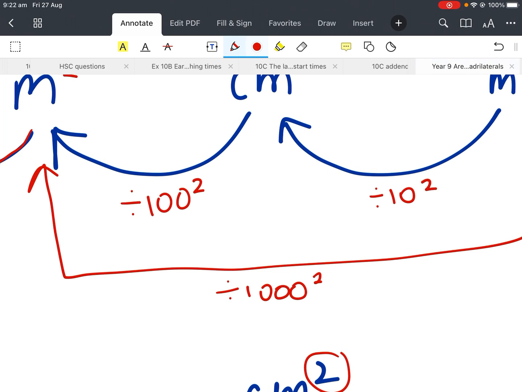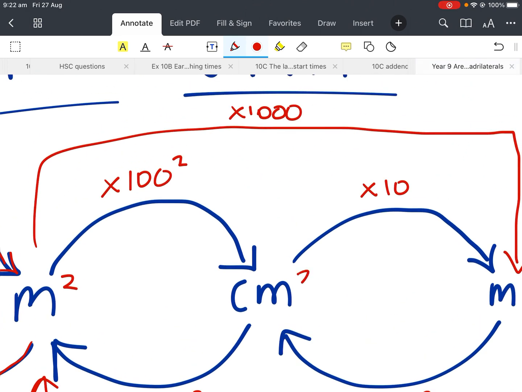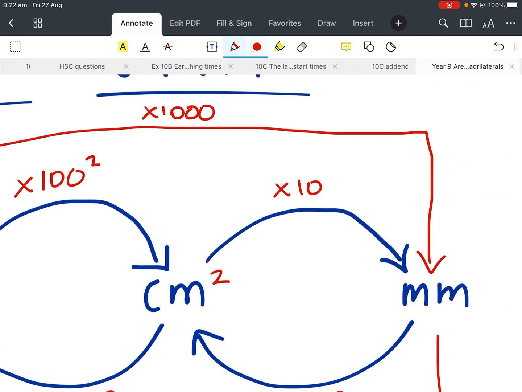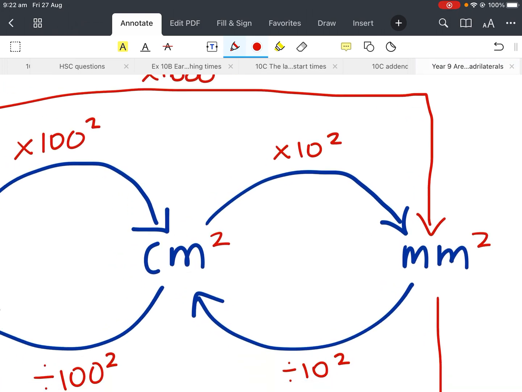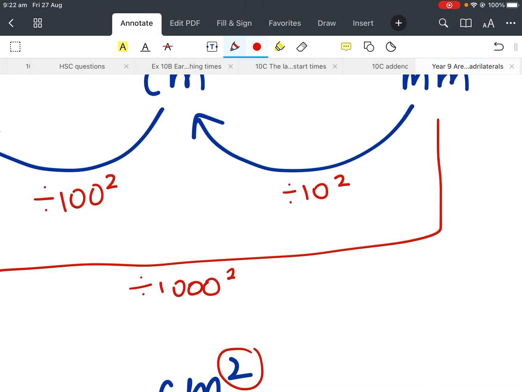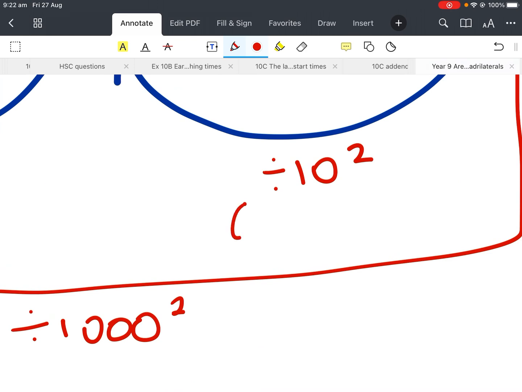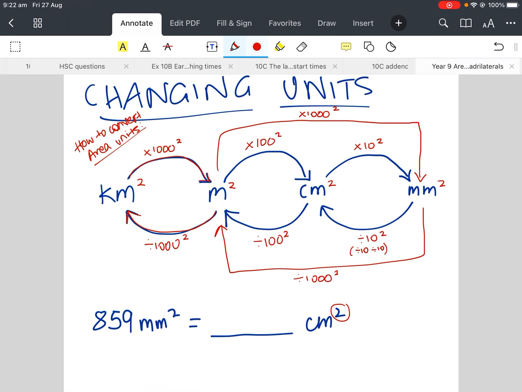Notice I'm putting squared on everything. Squared means 100 times 100, 1,000 times 1,000. If we're dividing, it means we divide by 100 divided by 100. Okay, and this one means divided by 10 twice. All right, so be aware that that's what you're doing on your calculator.